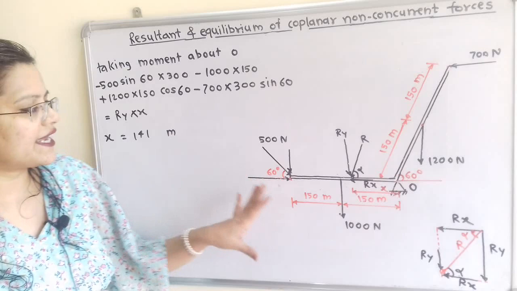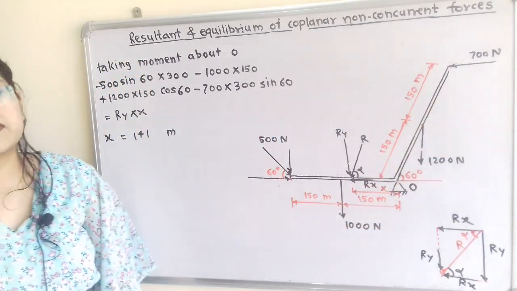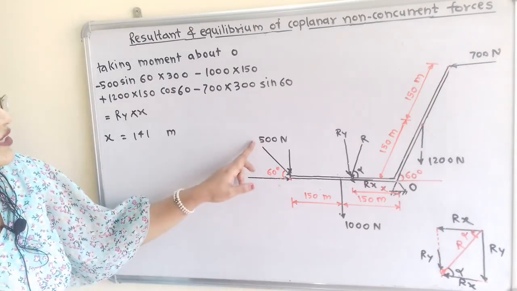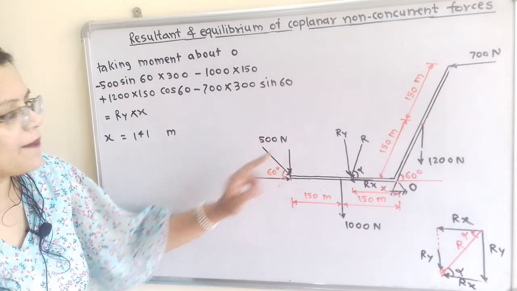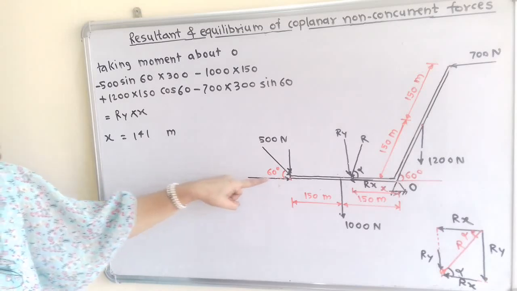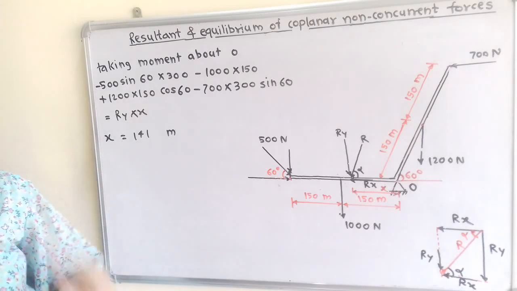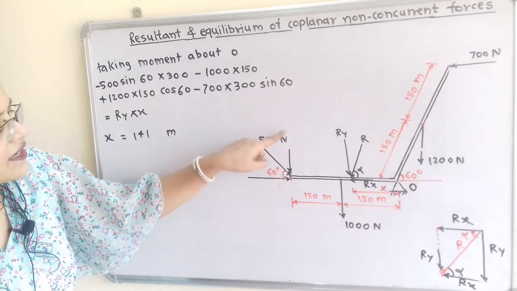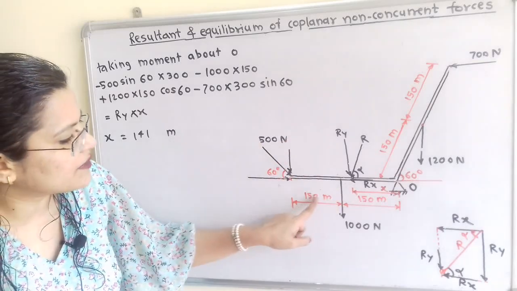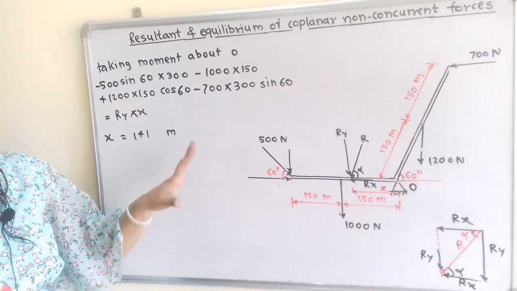So we will first take the moment of all these forces about the moment center O. So first we will consider 500 Newton. Now this 500 Newton has two components. First, the horizontal component. Now if we observe, the horizontal component is passing through the point O, so the perpendicular distance is 0. And for this vertical component, the perpendicular distance, if we observe from the point O, is 150 plus 150, that is 300.